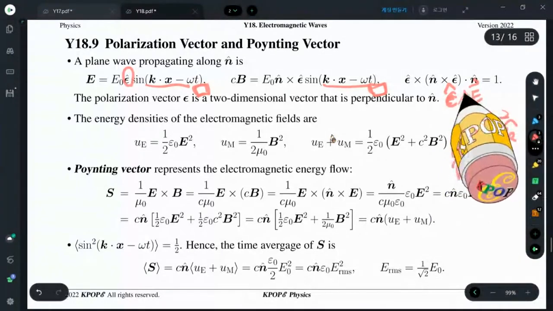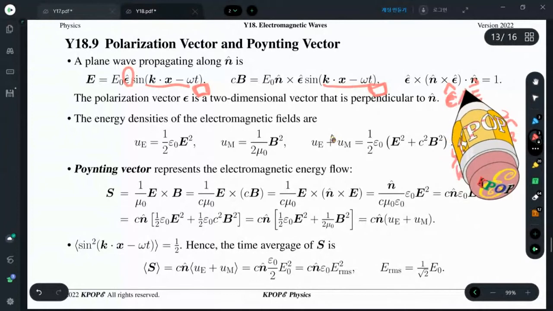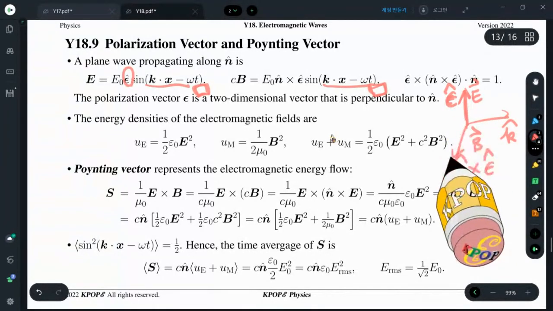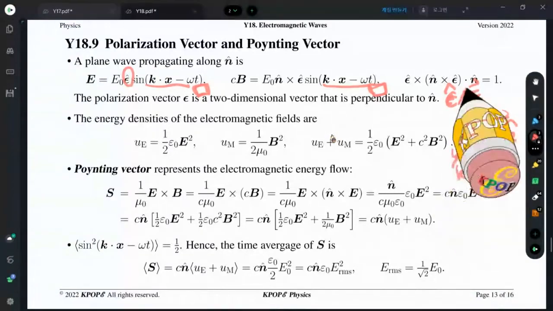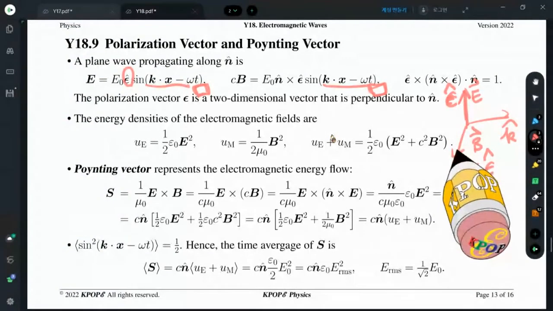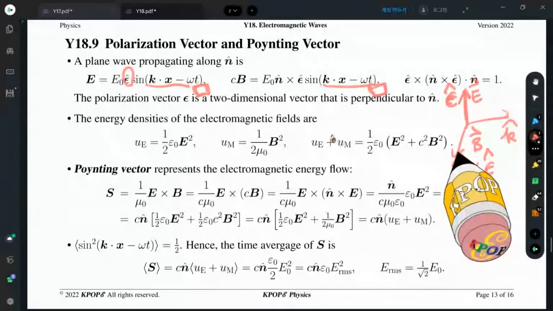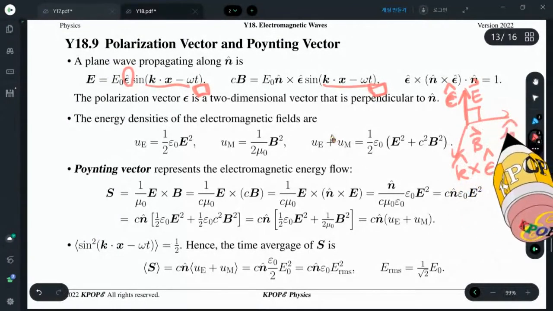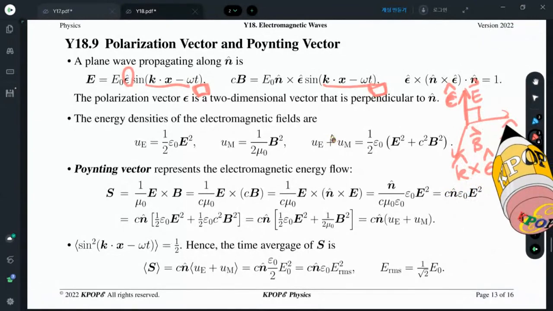And actually, the electric field does not have to be isolated all along this axis. There are two possibilities, along this direction and that direction. So there are two transverse polarizations. Transverse means it is perpendicular to the direction of propagation.